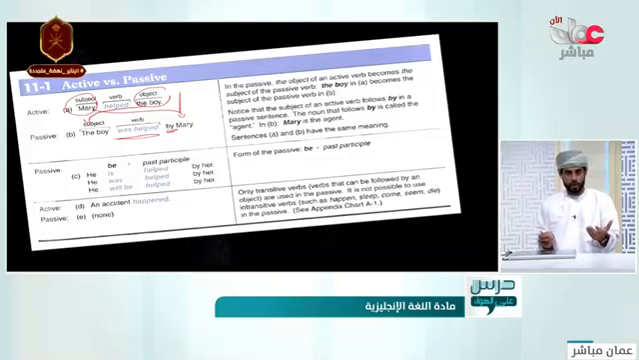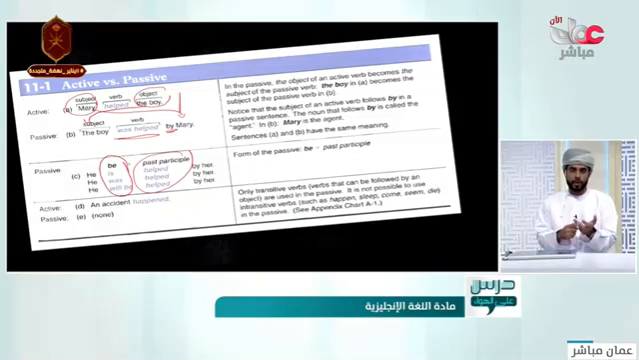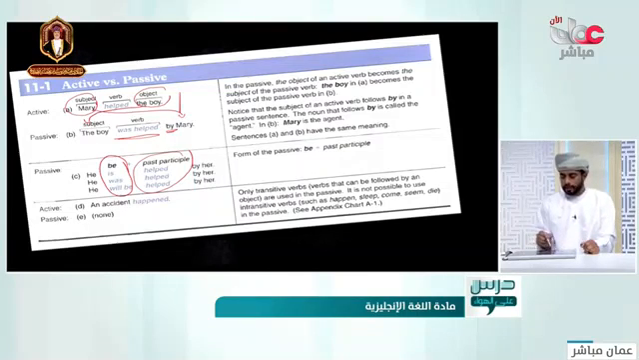How to form it? Like this one, the verb to be plus the past participle. So it is past passive, so it is clear, either was or were. Okay? The verb to be plus the past participle. And in here it says that not all verbs can be used in the past passive, like in here: happen, sleep, come, seem.